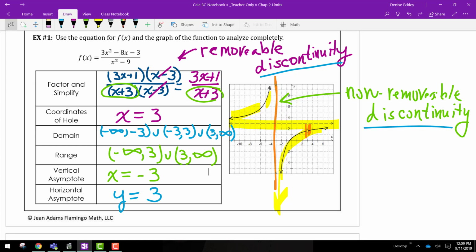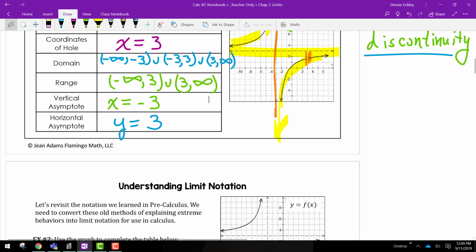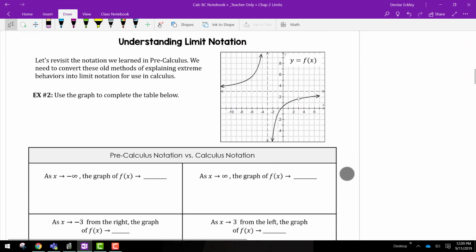Okay, so how does that help us with what we're doing with limits? So that's what we're going to go for next. Going back to what we did in pre-calculus, we need to convert some of the things we talked about in terms of our asymptotes into limit notation in calculus. So it's the same graph as before.